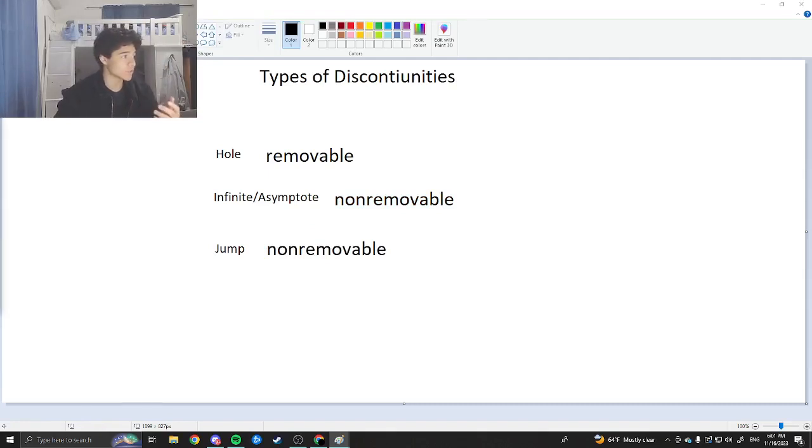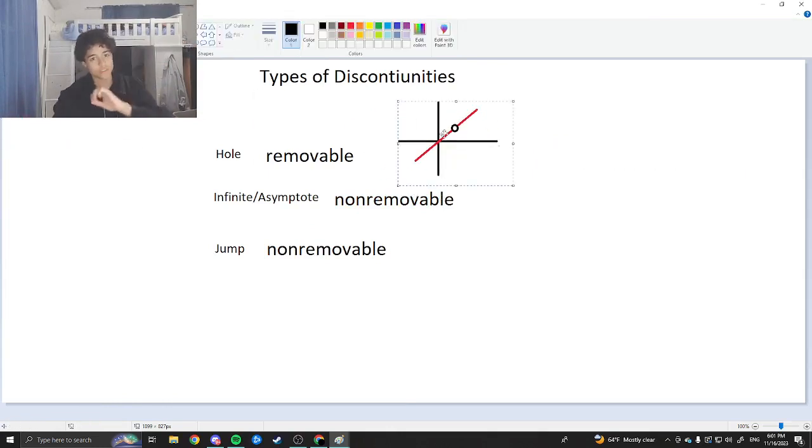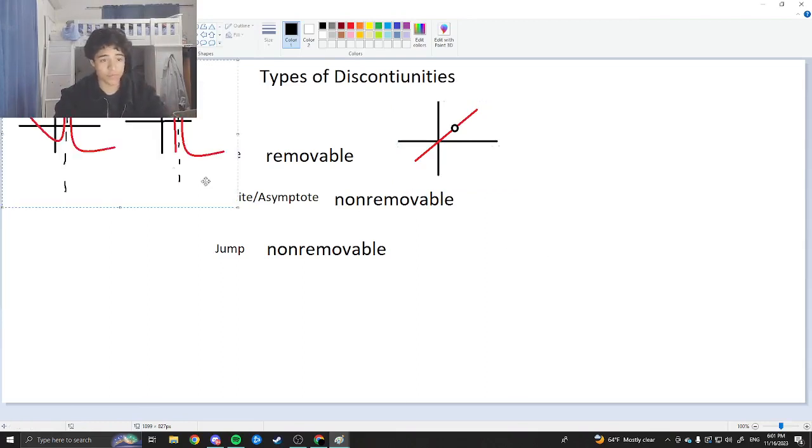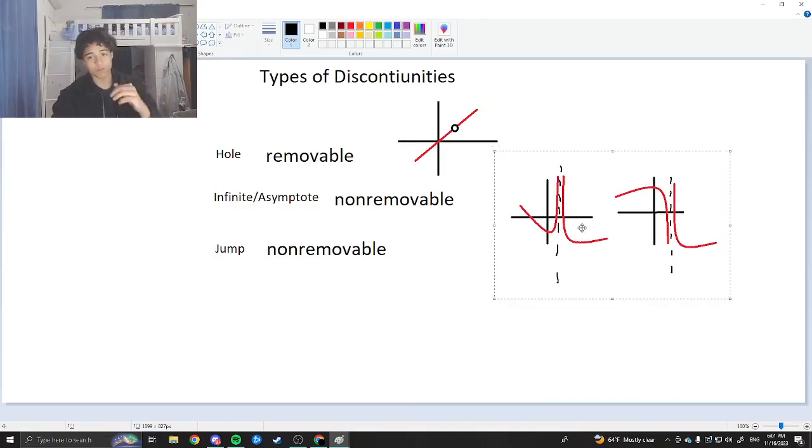The first one, the hole discontinuity, is when your graph just has a hole in it, right? It has one point that just does not exist. That's an open circle in it. That one's pretty simple, the most straightforward. An infinite or asymptote discontinuity looks like this. It's when there's an asymptote that goes on forever infinitely, either up or down, doesn't matter. They don't have to agree with each other, but if there's an asymptote that's stopping the two lines from ever touching, that's called an infinite discontinuity or asymptote discontinuity.